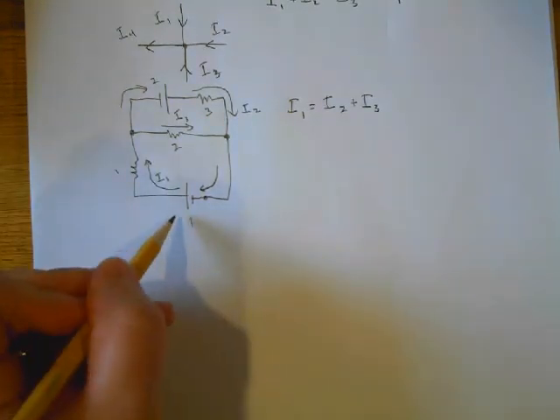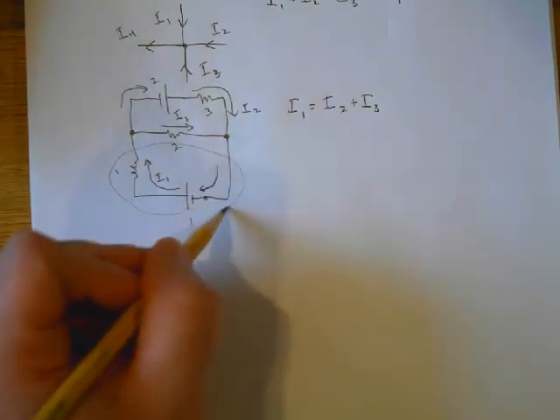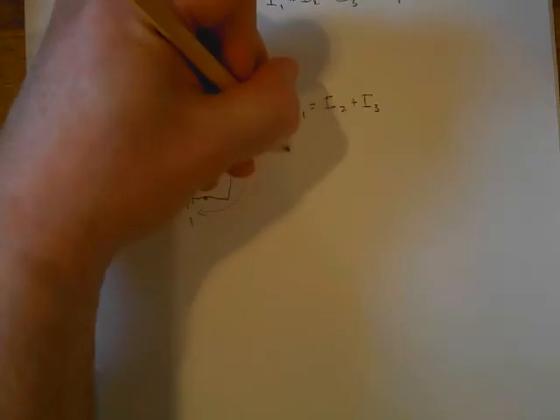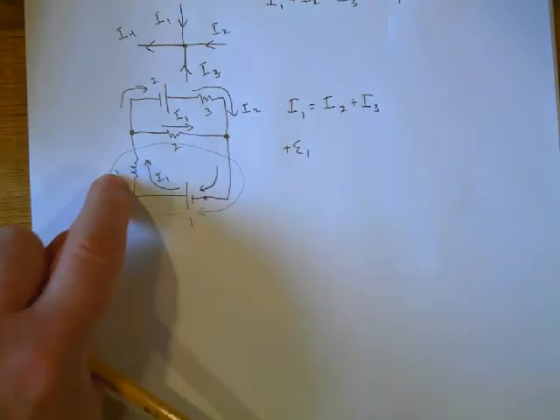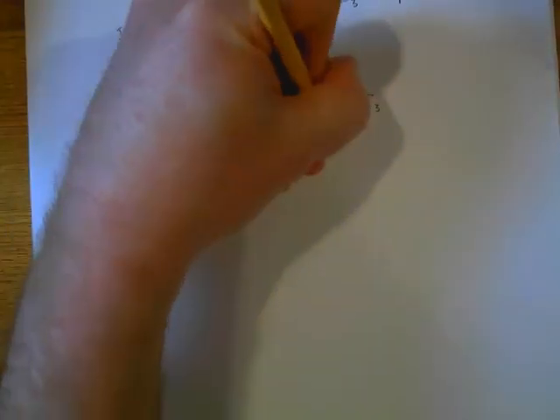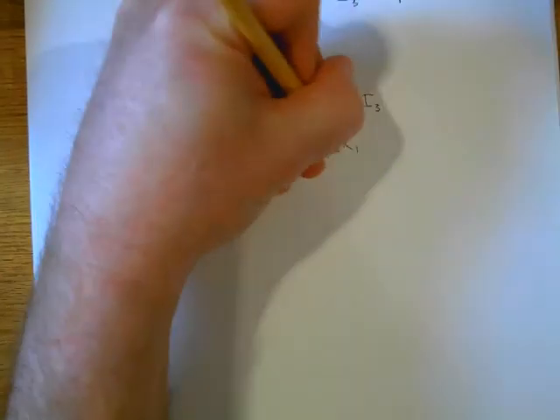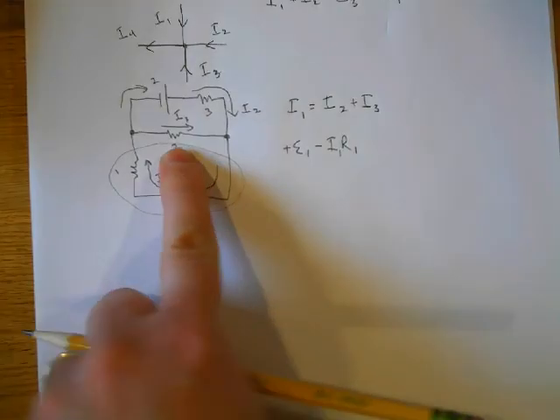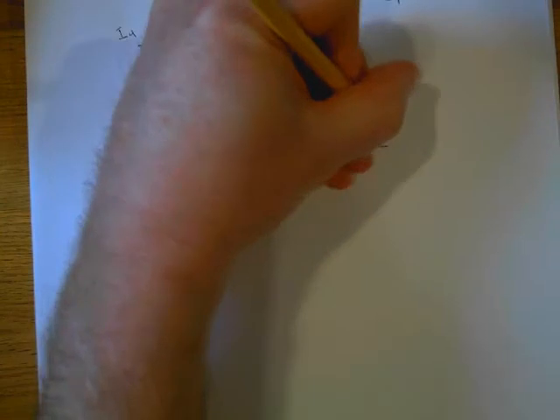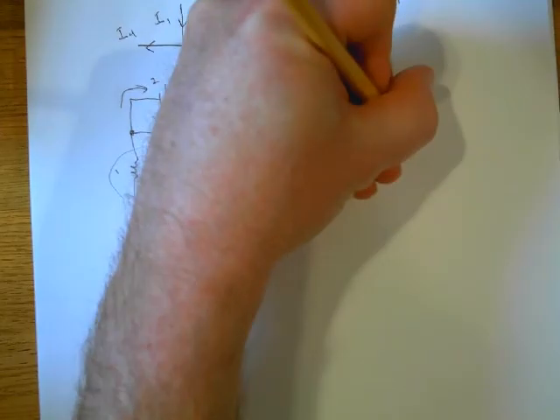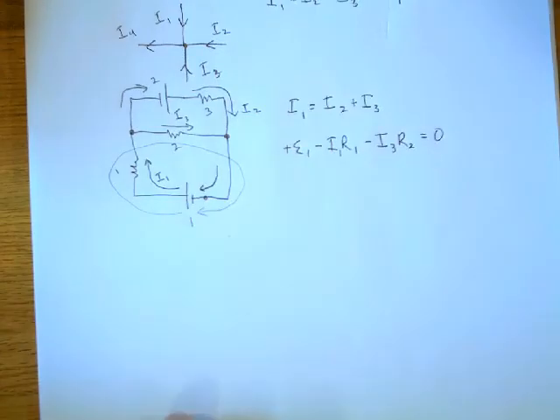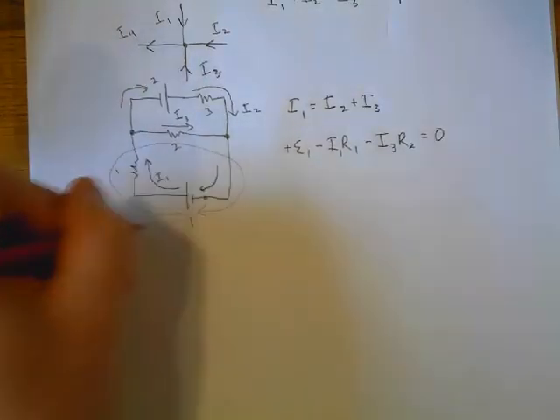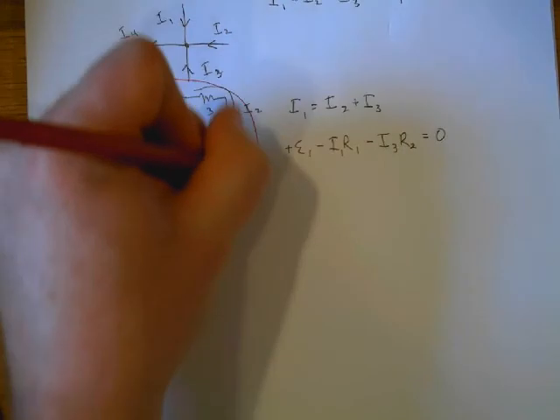Now if I was to write my loop rule. Again, when you're doing your loop, you have to pick a point and then you go around. So let's say I pick right here, and I am going to do this bottom loop first. If I do that loop, I would encounter this first, then this next. So this would be I1 times R1. And then I would encounter this next, and this would be I3 times R2. That would equal 0. So that would be the loop rule for that one.